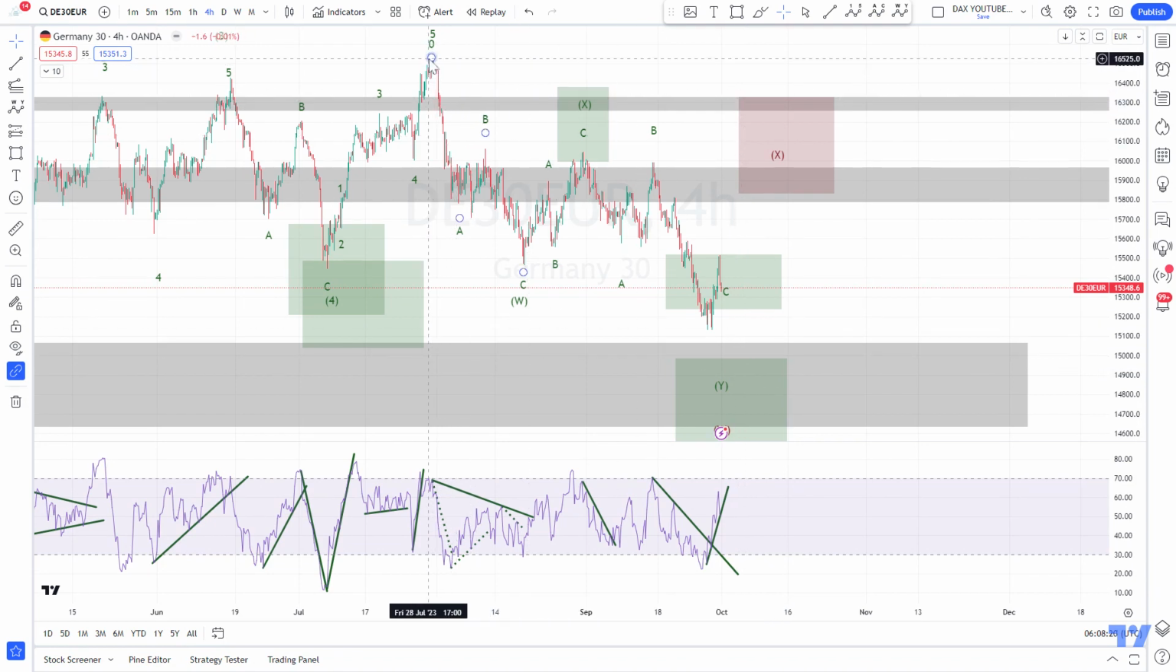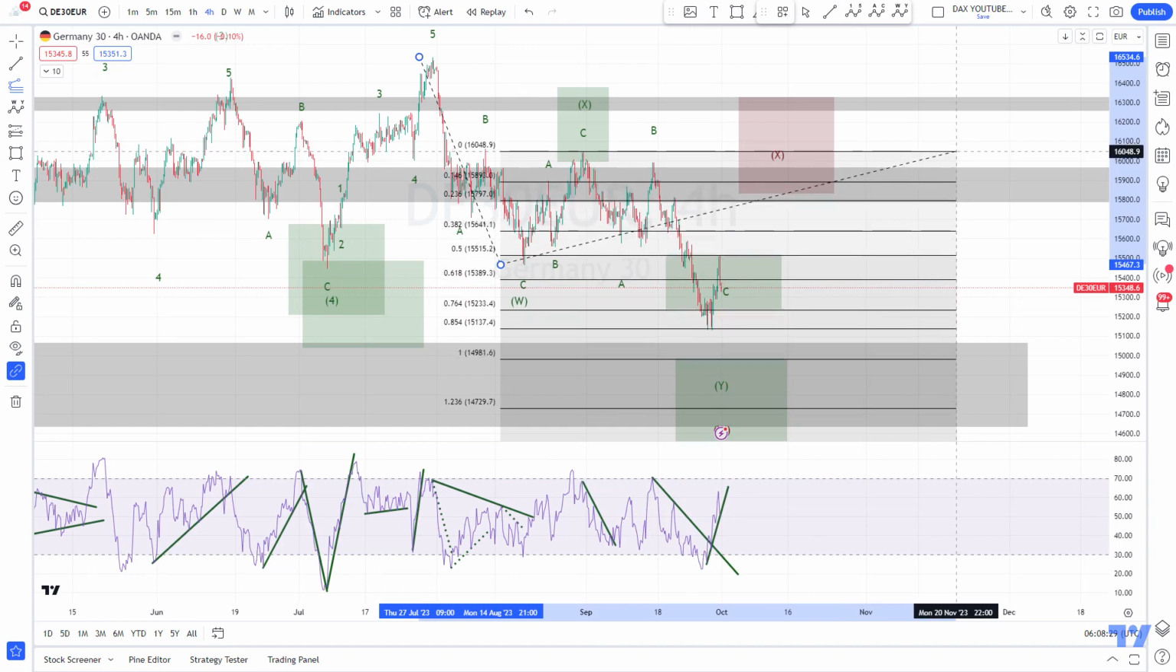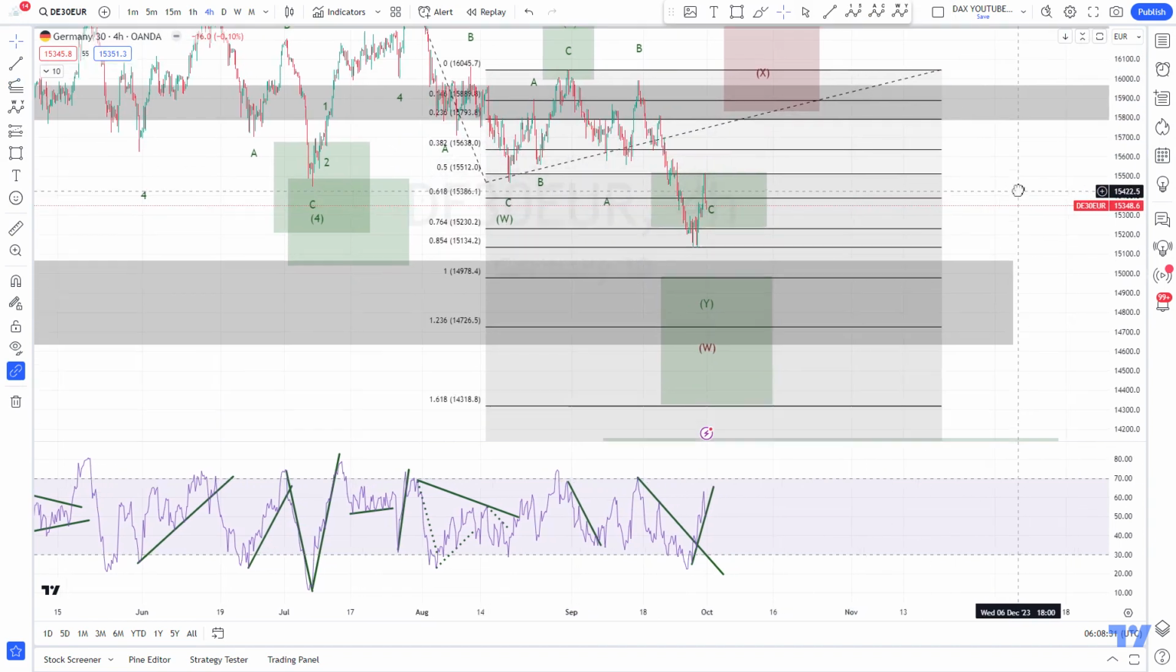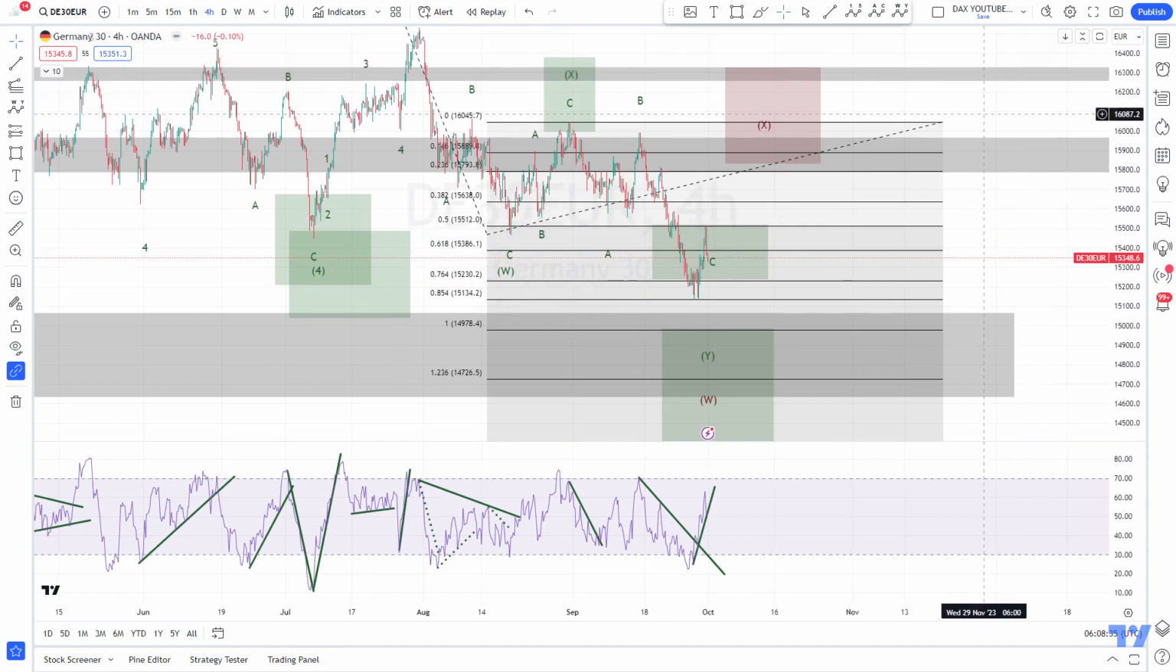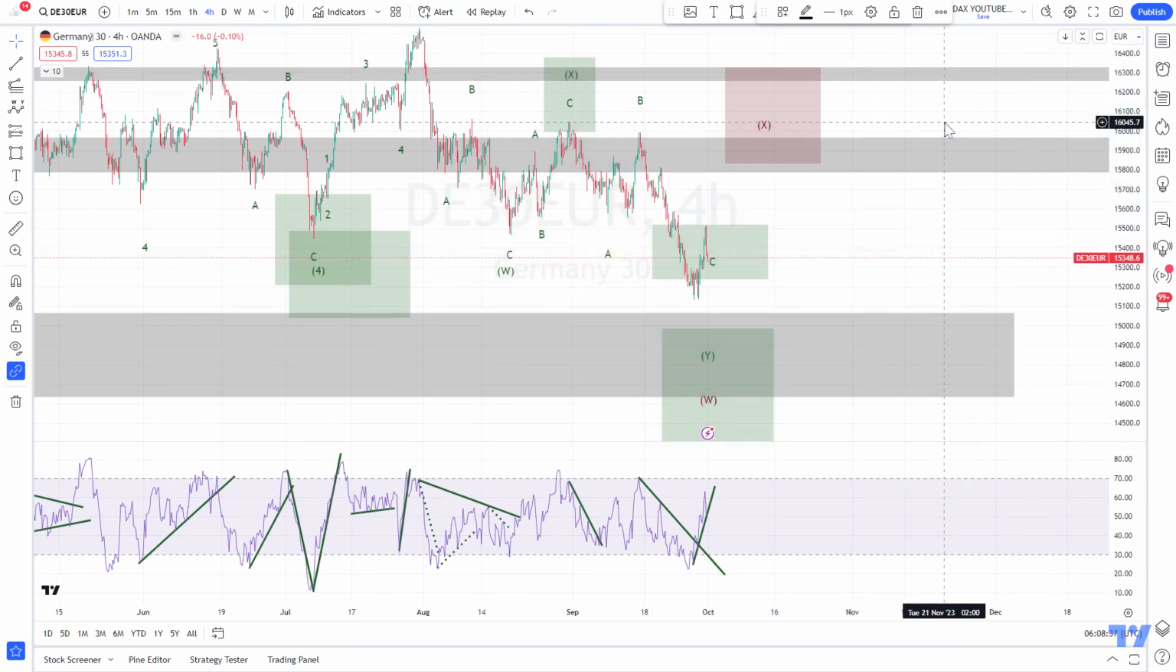Then here we really have the full correction WXY. We reached the equal leg area if we take the length of the wave W and the length of the wave X, and then here we have the area between the 1 and the 1.618 Fib extension. And then what you should see here is 5 waves down in the internals: 1, 2, 3, 4, 5, because it is a 5th wave, so it should be an impulse, also ending with divergence. And then we really have the complete structure, I would say.